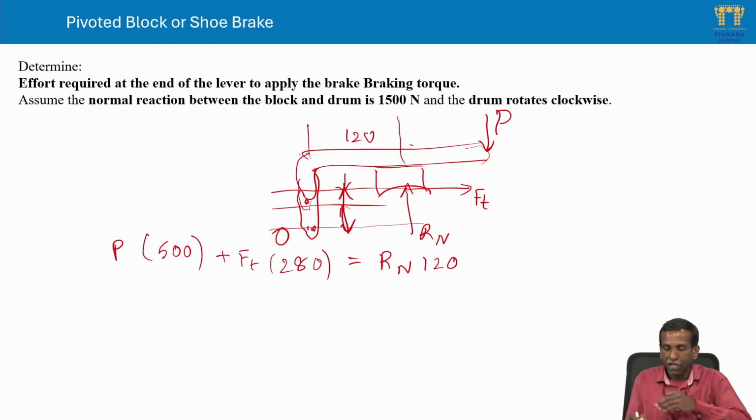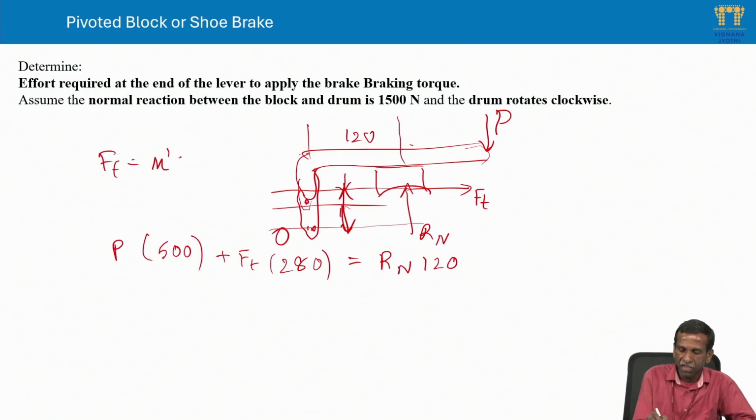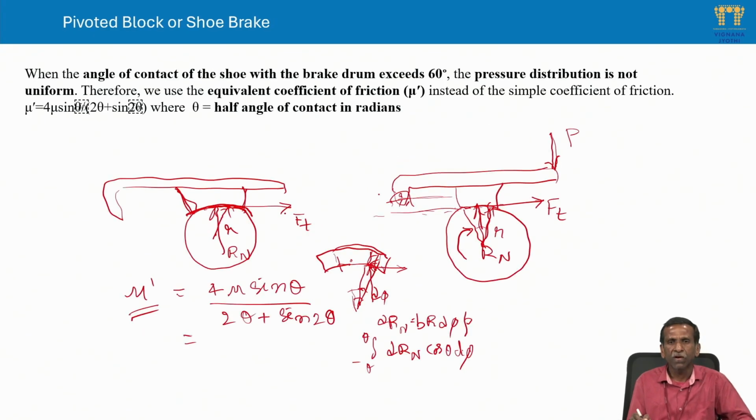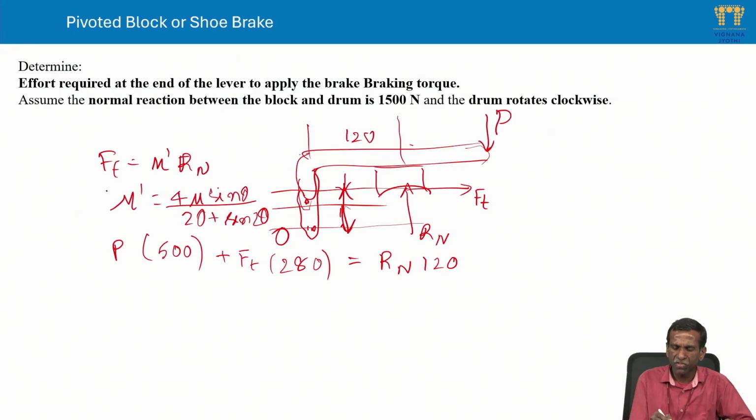Rn is given, but what is Ft? Ft is mu dash Rn. Rn is given; mu dash you need to find. Mu dash is equal to 4 mu sin theta divided by 2 theta plus sin 2 theta. You need to use this relation to find mu dash, then evaluate Ft, and use that in this relation. You can find P. I think you are able to understand.